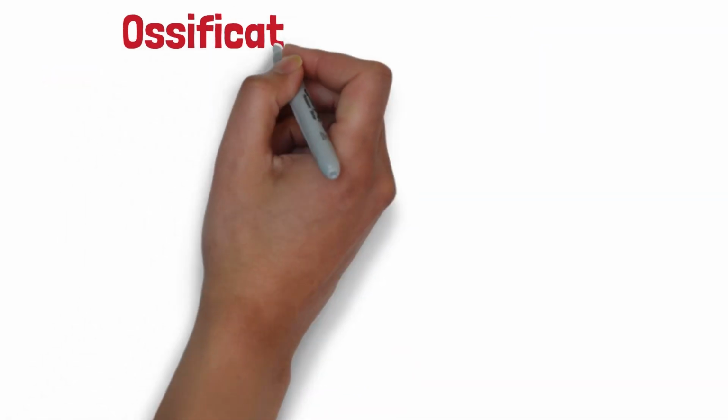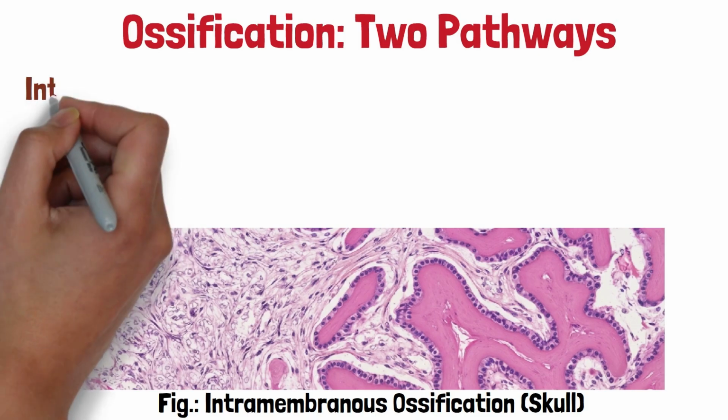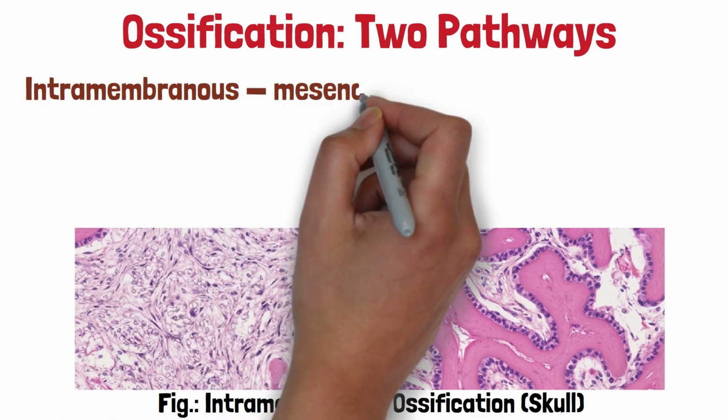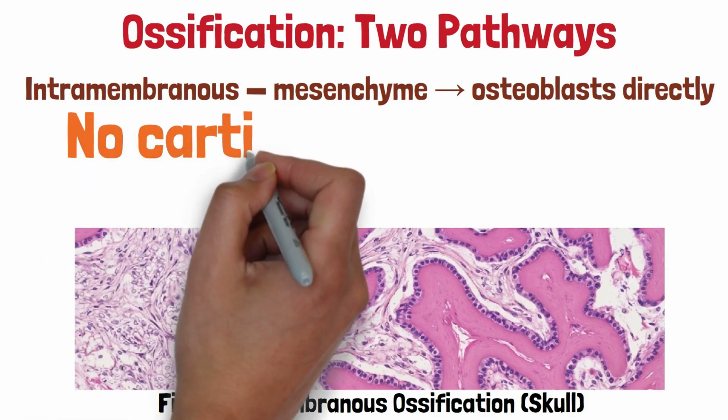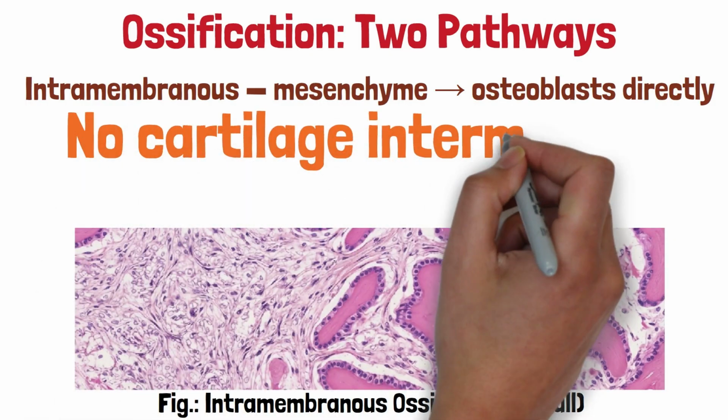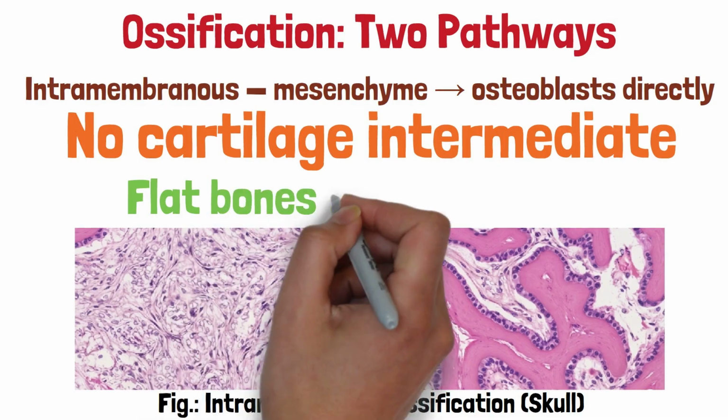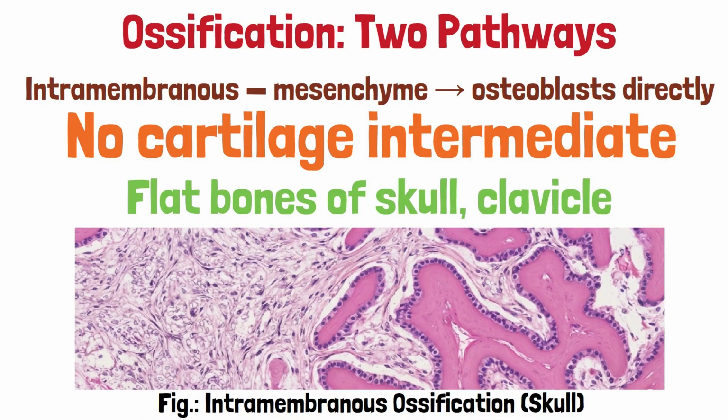There are two ways bone actually forms. Intramembranous ossification is the direct route. Mesenchyme differentiates straight into osteoblasts with no cartilage step at all. That's how the flat bones of the skull and the clavicle form.